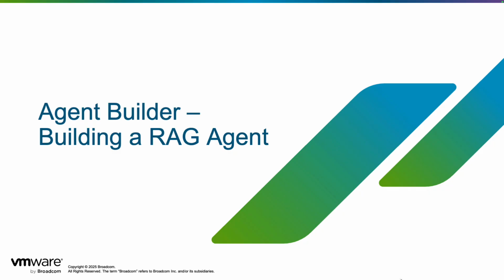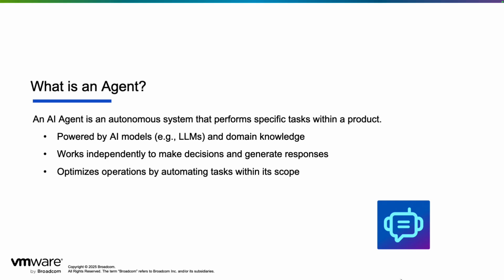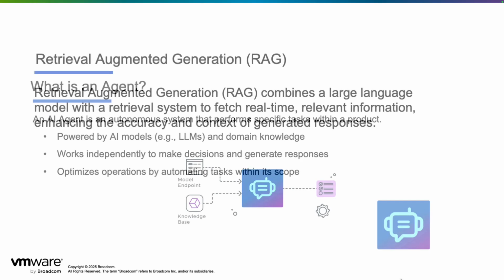And that next step is building an agent using our agent builder. And in particular, we're going to build a RAG agent. So what is an agent? It's an autonomous system that performs specific tasks, makes choices as to how to route an incoming request, for example. It's powered by LLMs and domain knowledge and works independently to make decisions. The decision we're going to ask our agent to make is, how would you route an incoming question to the vector database or to the large language model, and how would you connect those two together? So it optimizes by automating tasks within its scope.